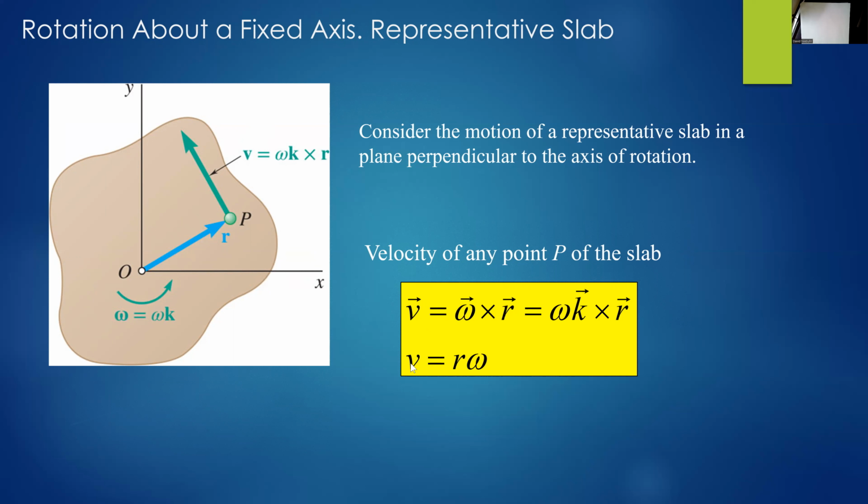So another way to look at it is velocity is just equal to r times omega if you're looking at where you already know the omega is around the k-axis.